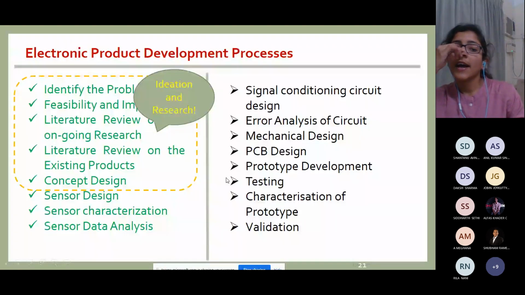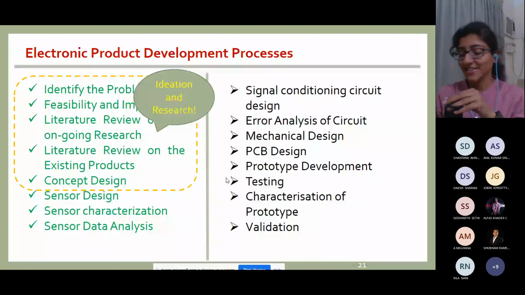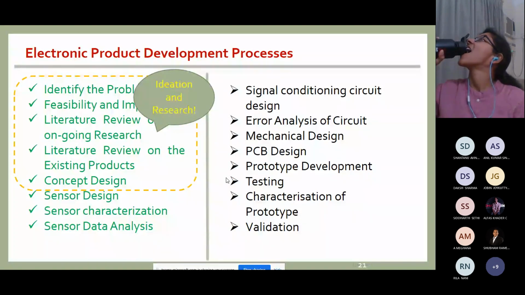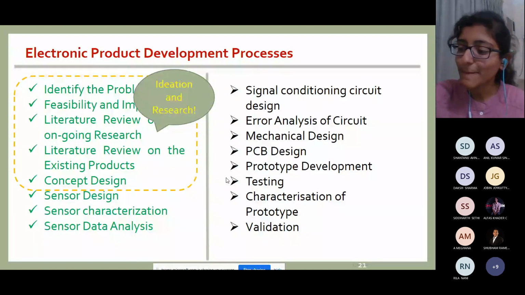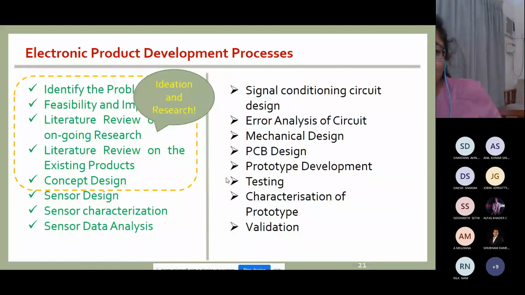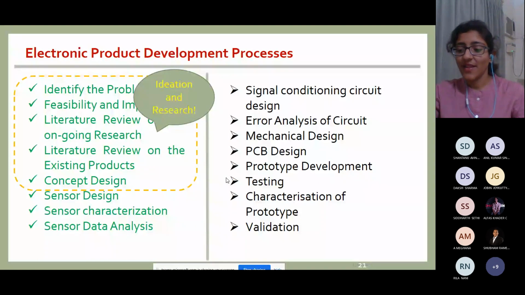So this part of the product design, we did the sensor design, sensor characterization, and then we completed the sensor data analysis. Okay, so does anyone have any question? No? Is it understandable? Yes, ma'am. Okay, thank you.